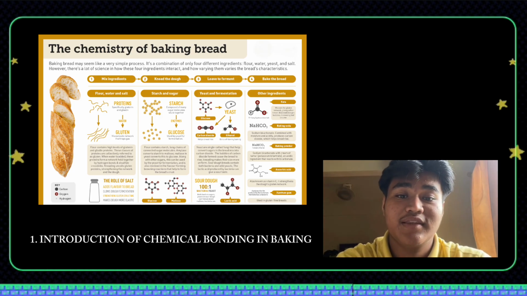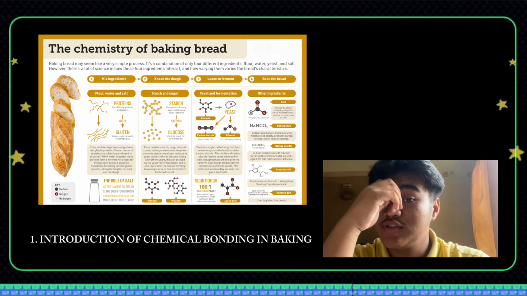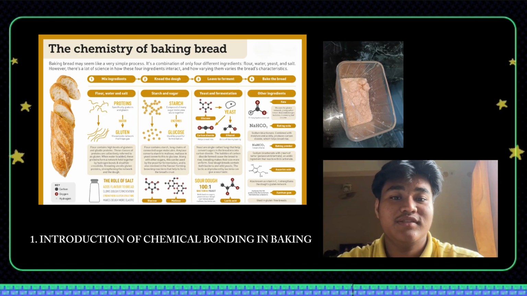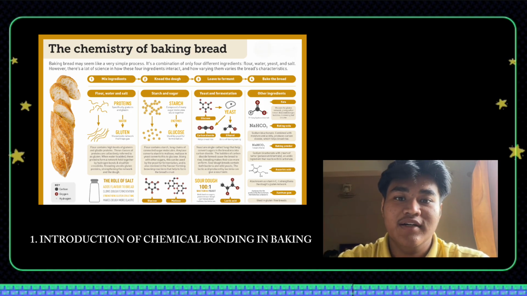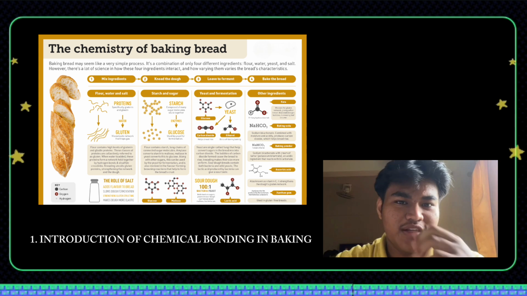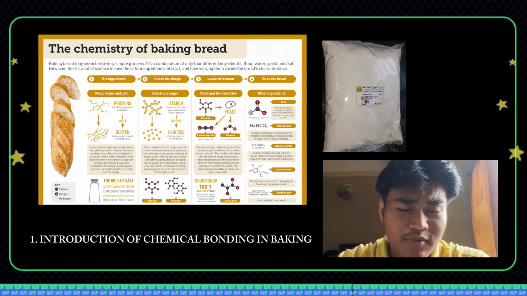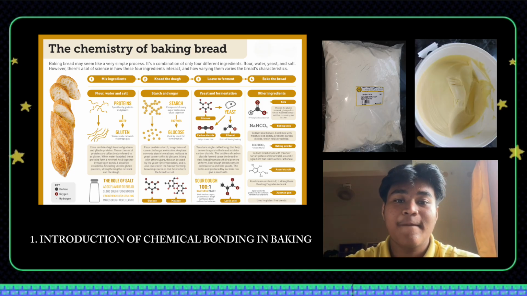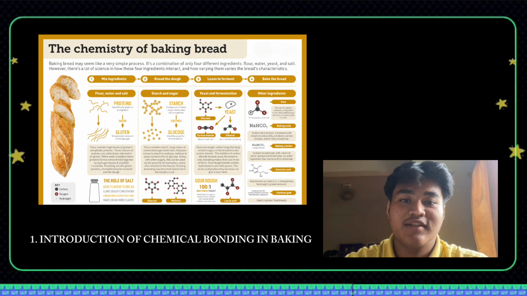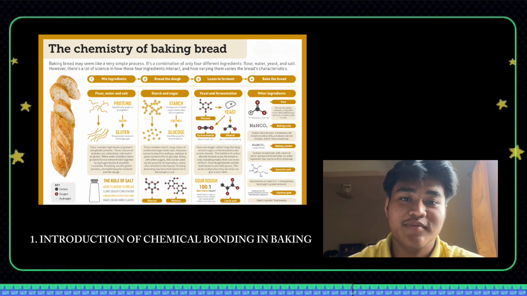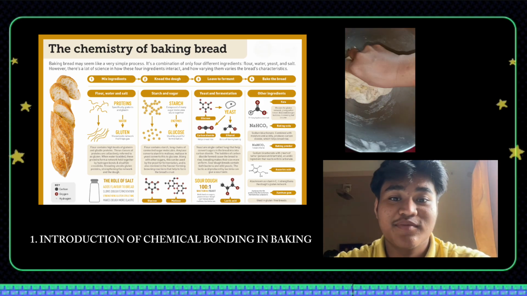There are three main types of bonding. First one is ionic bond. For example, sodium chloride, which is salt in the dough. Next is covalent bonding. We can find it in sugar, honey, flour and fats like butter. Last one is hydrogen bonding. This is between water molecules, flour proteins and sugar.